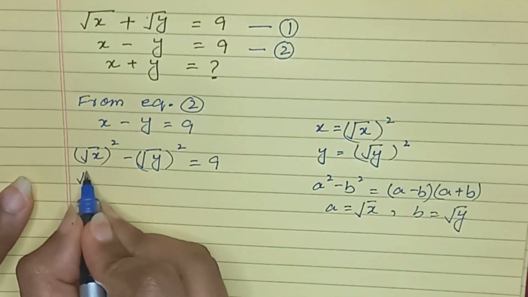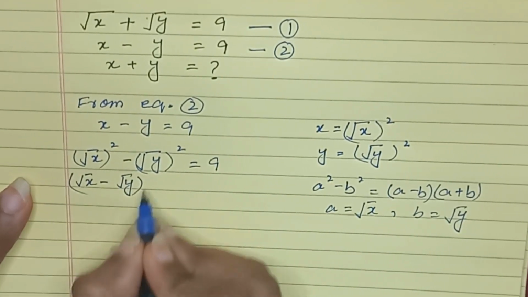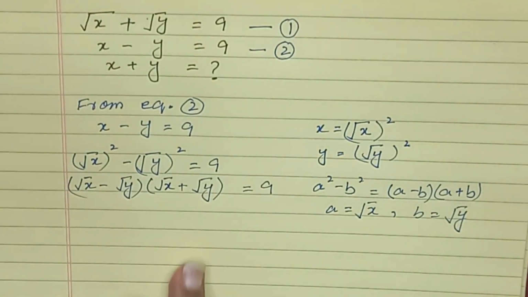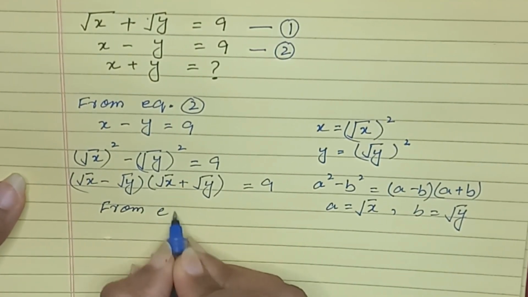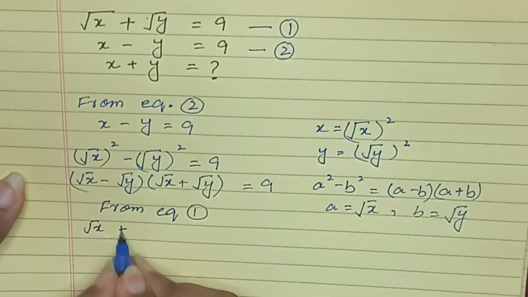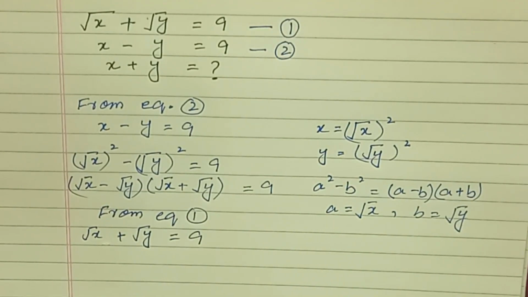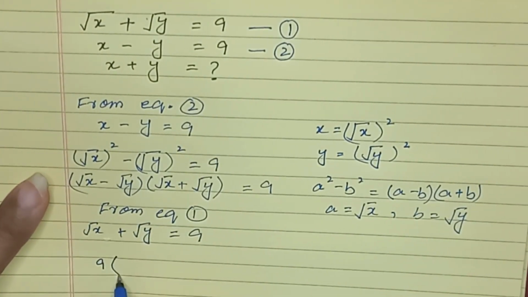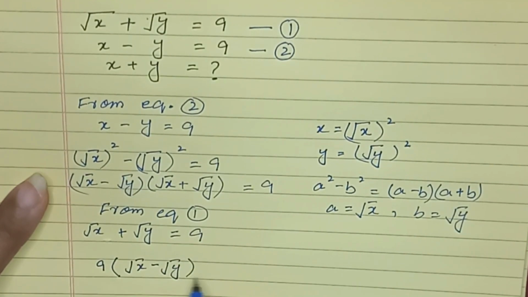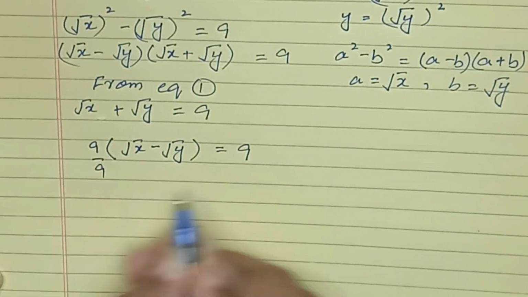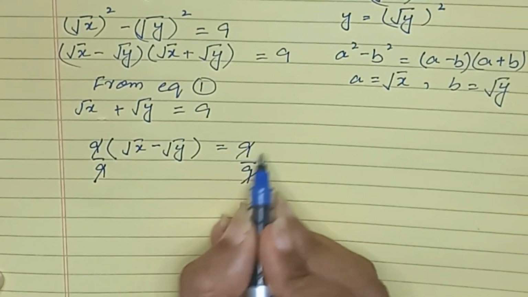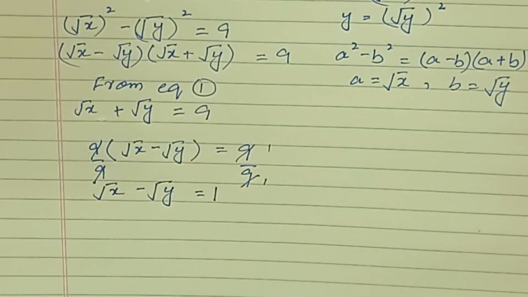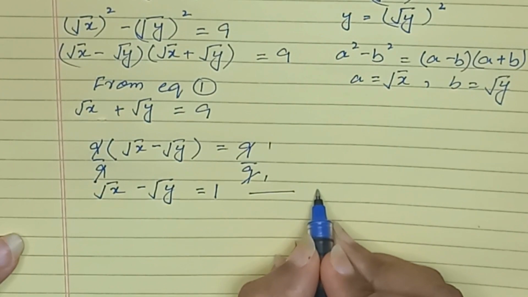So it will become the square root of x minus the square root of y, times the square root of x plus the square root of y, and it is equal to 9. But from equation 1 we have the square root of x plus the square root of y equal to 9. So we will put that value here, and it will become 9 times the square root of x minus the square root of y, which is equal to 9. Now we will divide both sides by 9, and it will become the square root of x minus the square root of y equal to 1. We will name it equation 3.